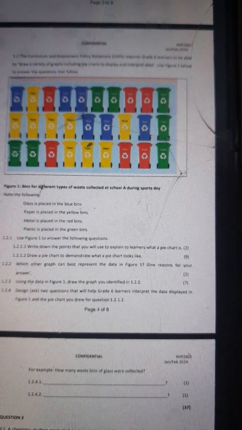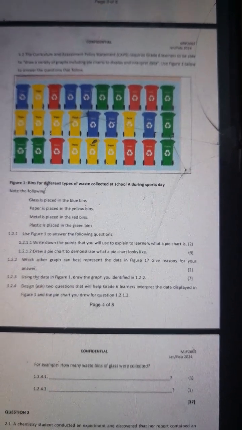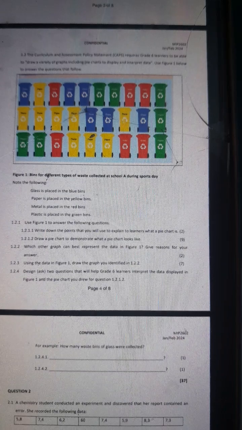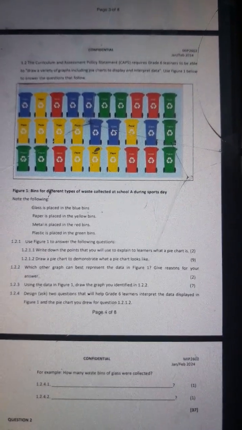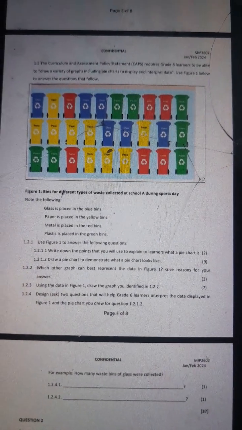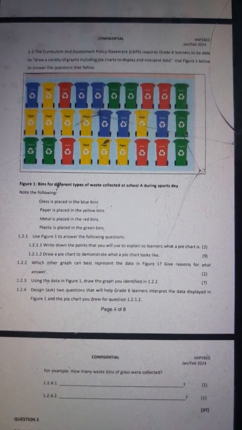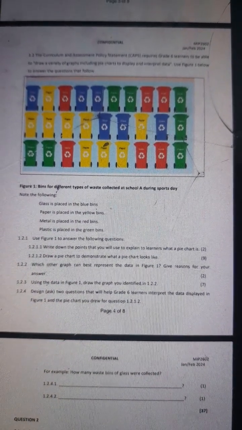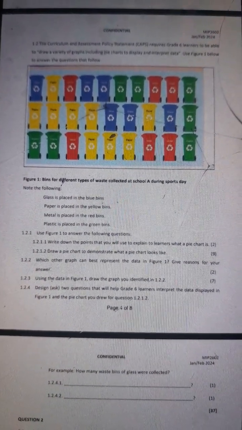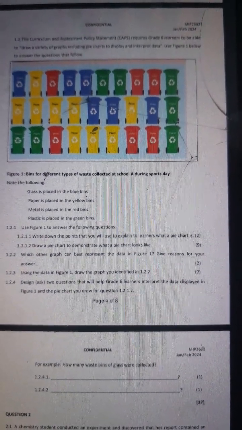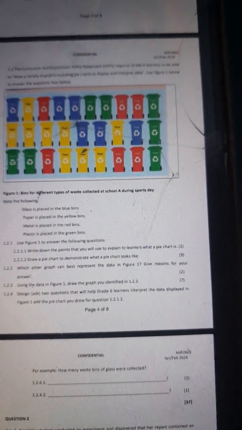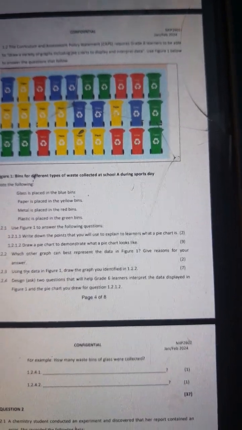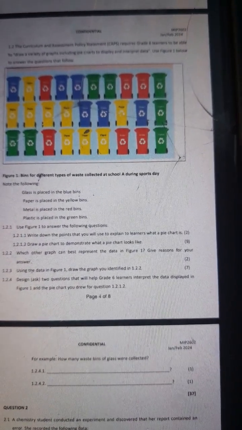Write down the points that you will use to explain to the learners what a pie chart is. Well, in terms of the pie chart, guys, I will explain to the learners that a pie chart is a circular graph divided into slices to illustrate the proportions. I hope you are noting that. A pie chart is a circular graph divided into slices to illustrate the proportions or the parts, right? So that's the significance of a pie chart.